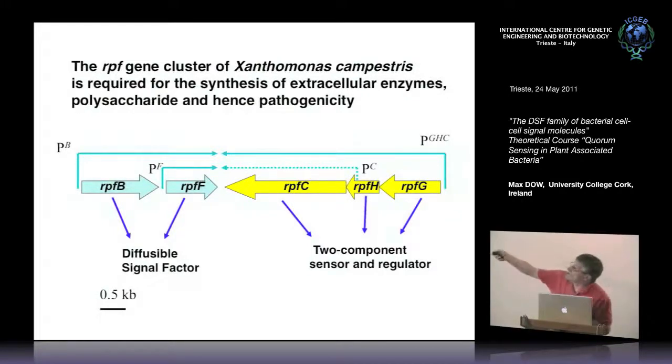Over here, transcribed as an operon in the opposite direction, we have RpfG, H, and C. These actually encode components of a two-component system that we believe senses the DSF signal and is involved in signal transduction. As we'll see, RpfC encodes a complex sensor kinase. It's a hybrid sensor kinase. And RpfG is a response regulator, which instead of being a DNA binding protein, is an enzyme that regulates the cellular level of the second messenger, cyclic diGMP.